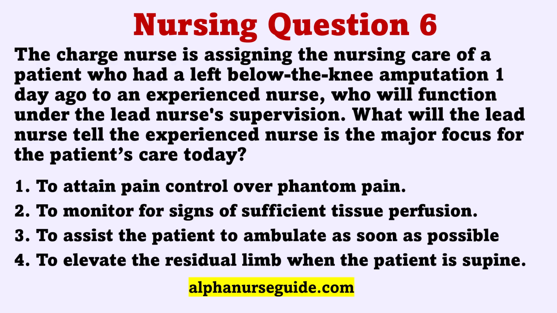The correct answer is 2. To monitor for signs of sufficient tissue perfusion. Rationale. Monitoring for sufficient tissue perfusion is a priority at this time. Phantom pain is a concern, but is more common in patients with above-the-knee amputations. Early ambulation is a goal, but at this time, the patient is more likely to be engaged in muscle-strengthening exercises. Elevating the residual limb on a pillow is controversial because it may promote knee flexion contracture.